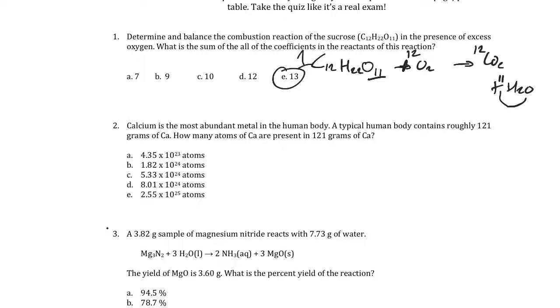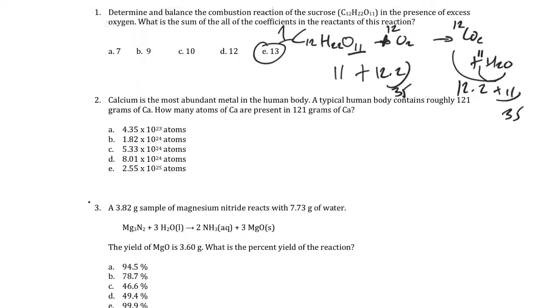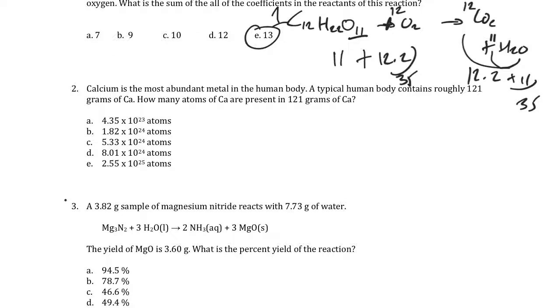So don't forget, when you're balancing out the O's, to count the 11 O's in sucrose plus the 12 times 2 in the oxygen, giving us a total of 24 plus 11, that's 35 on the reactant side. Then we get 12 times 2 plus 11, so that's also 35 on the product side. Number 2, calcium is the most abundant metal in the human body.